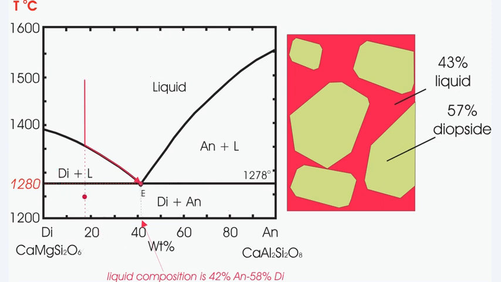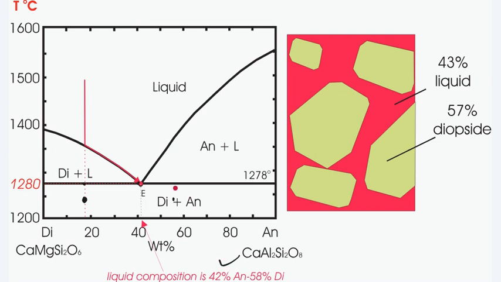So now the composition reaches 1274 degrees. We have this situation: 43% liquid. That is, the liquid has a composition of diopside 58, anorthite 42, and 57% diopside. So you can take any composition; when it reaches 1274 degrees, it will produce this much liquid, and the liquid has the eutectic composition.